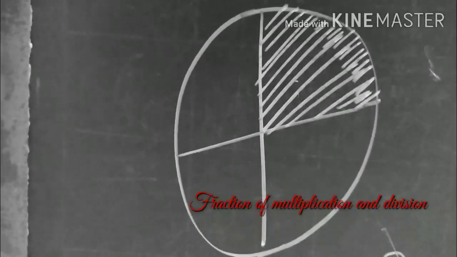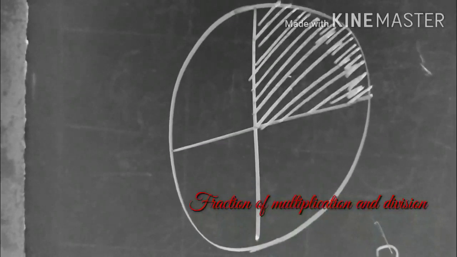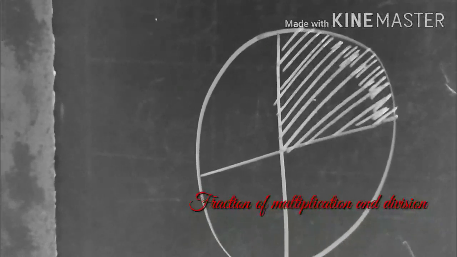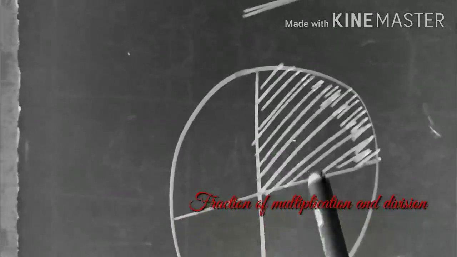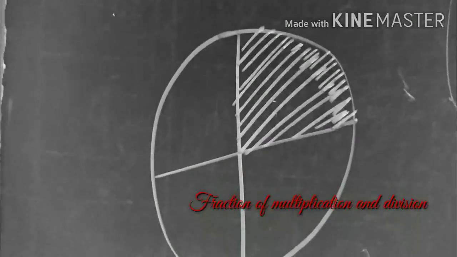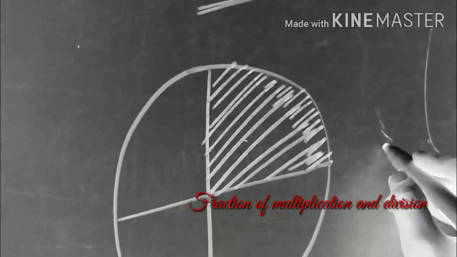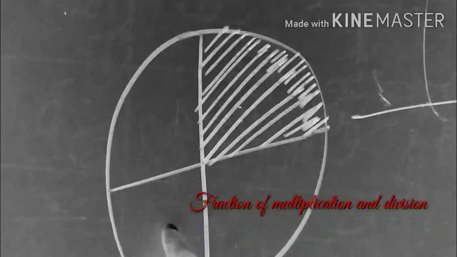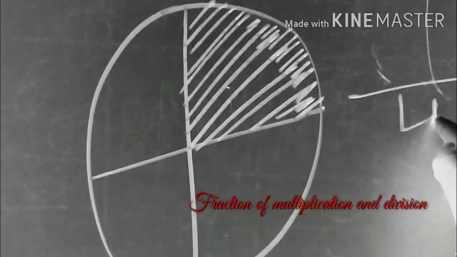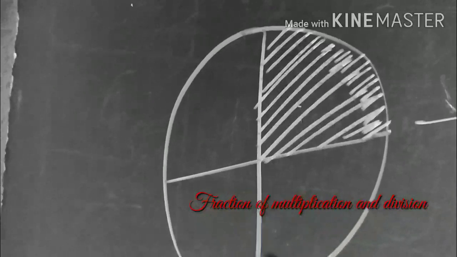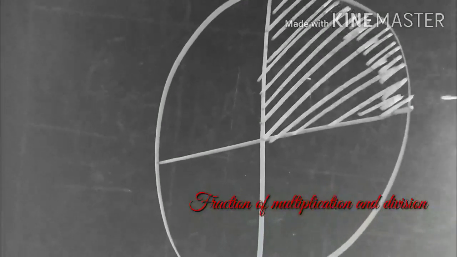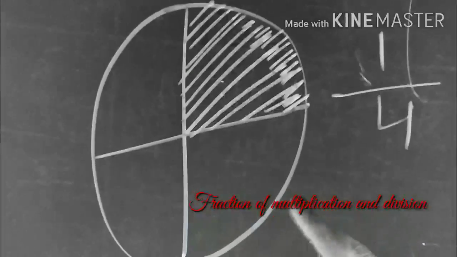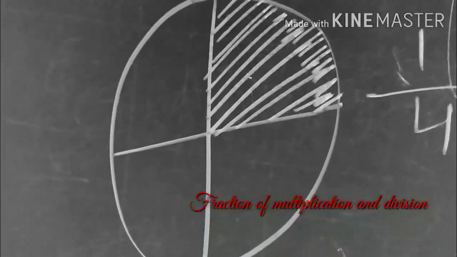Look at this picture. A circle is divided into 4 parts: 1, 2, 3 and 4. First we count the total parts, 1, 2, 3 and 4, so we write the total part here. How many parts are colored? 1 part. So we can write 1 by 4. This is known as the fractional part of a circle.